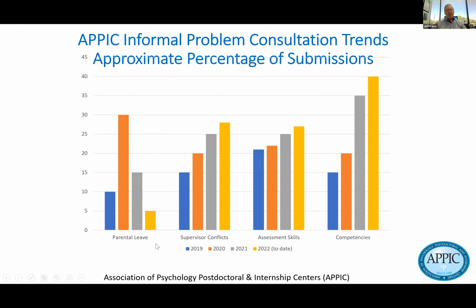Just to give you a comparison here, the blue is 2019, the orange is 2020, the gray is 2021, and the yellow here is 2022. That just shows the approximate percentage of the IPCs that are being submitted. So you'll see here for parental leave, a real big issue there again in 2020 with COVID. Parents were wanting to be protective of their kids, of course, and their parents as well. You'll see a little bit of trend here on supervisor conflicts that have increased over the years.